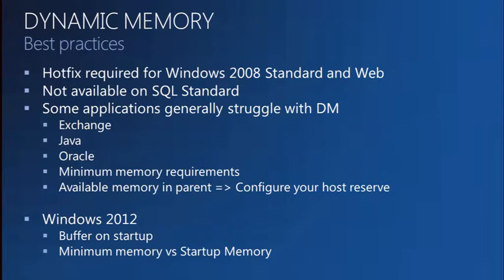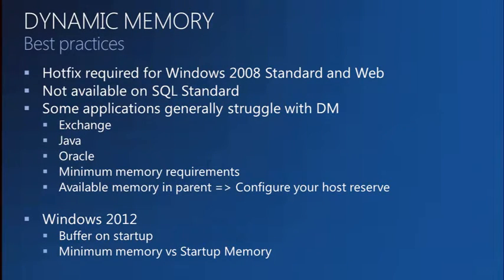So one of the things that doesn't work really well with DM is Exchange, because Exchange always tries to get as much memory as it can, right? So Exchange is just going to keep eating and eating memory. So it's not a great candidate for dynamic memory. We tend to use fixed memory for Exchange. Also, Java and Oracle don't tend to like dynamic memory.